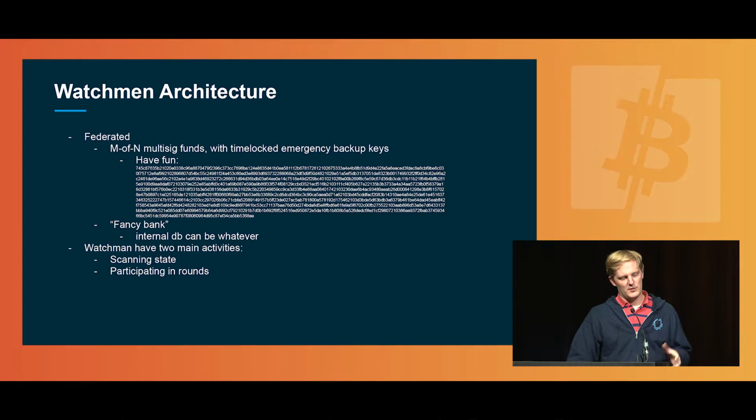The Watchmen themselves, who manage this fungible pool of funds in the Bitcoin blockchain, have two main activities. First, they scan for state in both the sidechain or database, and the main chain. And then they also participate in rounds, so processing pegouts.